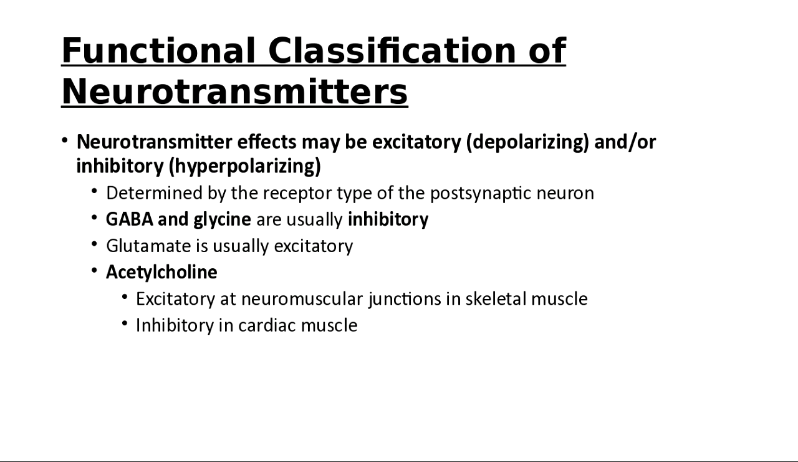Neurotransmitters may be excitatory, which causes depolarization, or inhibitory, which causes hyperpolarization. And it depends a lot on the receptor type of the postsynaptic neuron, but gamma-aminobutyric acid and glycine tend to be inhibitory, decrease the chance of an action potential.